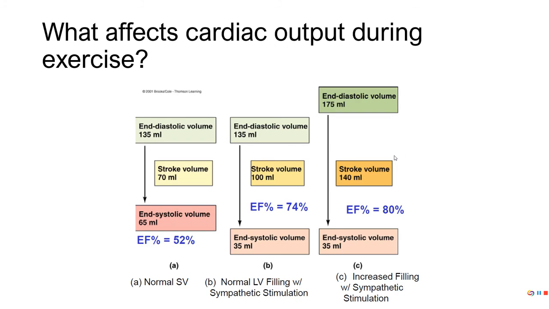So there are a couple ways we can affect cardiac output during exercise, right? So normally our ejection fraction, that's the percentage of blood that leaves the heart during a contraction, is about 50%. Okay, if we don't change how much we fill the ventricle up with, but we have a sympathetic response, so we give some norepinephrine, our ejection fraction is 74%. Okay, so we're getting even more blood out than normal. That's great, especially during exercise.